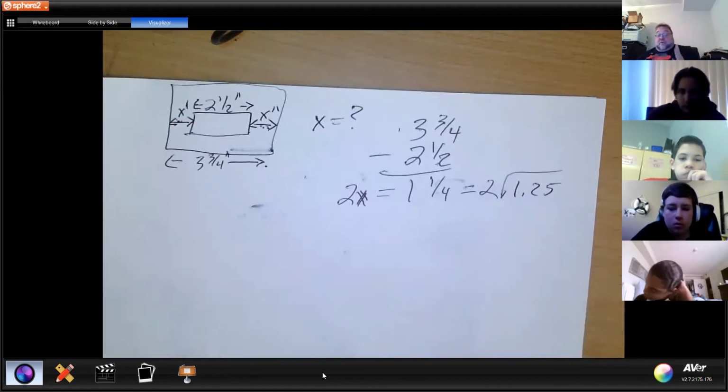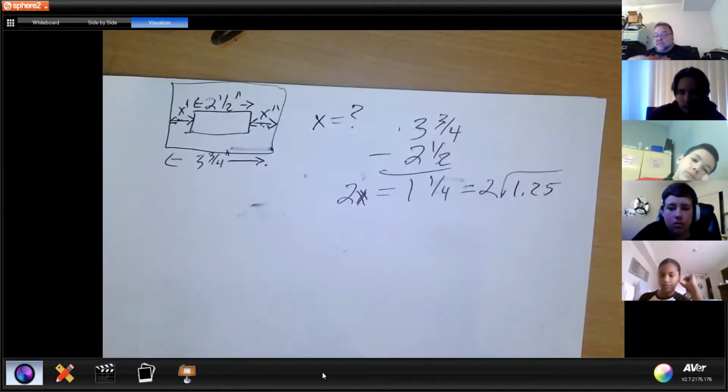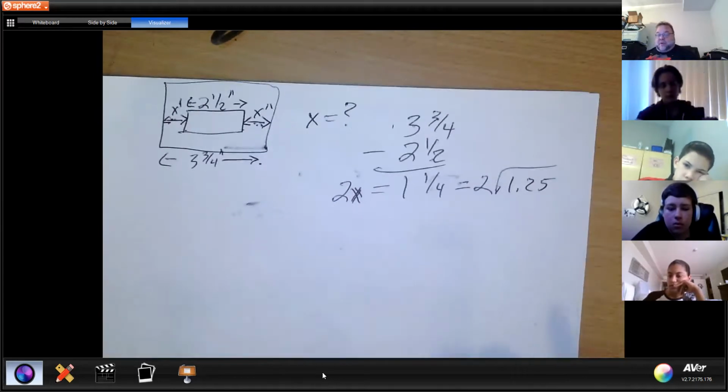Now, if you're a genius at fractions, then your brain is already thinking, well, I'm doing fractions anyway. So it doesn't matter what I say about decimals, you're going to do fractions because that's how your brain works.